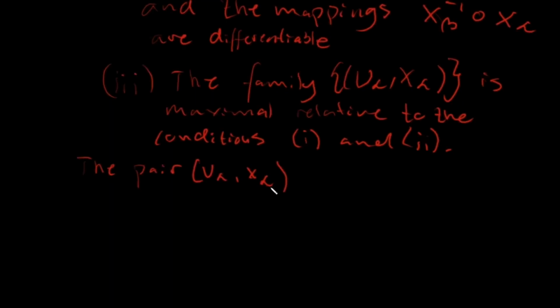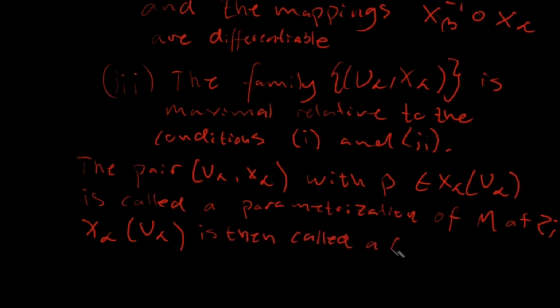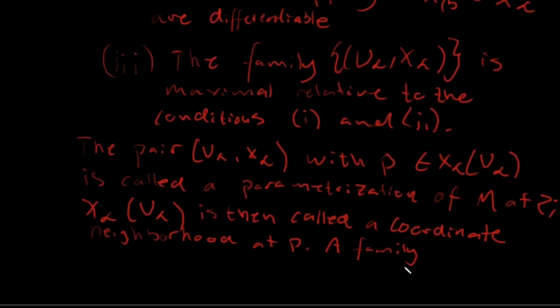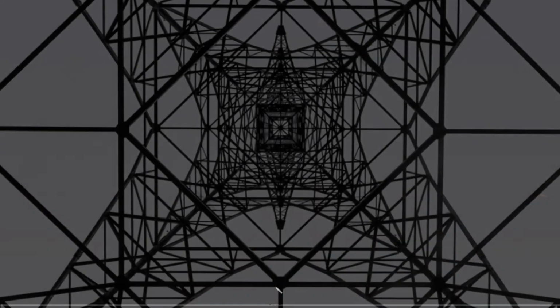The pair U alpha, X alpha with P an element of X alpha of U alpha is called a parameterization or system of coordinates of M at P. X alpha of U alpha is then called a coordinate neighborhood at P. A family of U alpha, X alpha satisfying conditions 1 and 2 is called a differentiable structure on M. Our condition 3 is included for purely technical reasons.